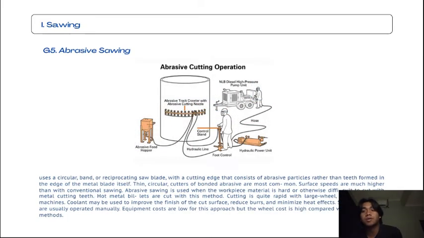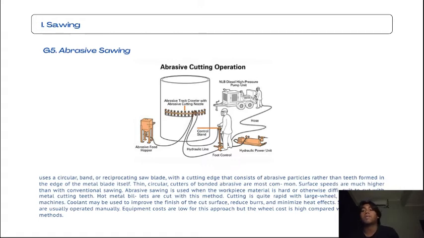So we're going to the fifth subtopic from sawing, which is abrasive sawing, and uses a circular, band, or reciprocating saw blade with a cutting edge that consists of abrasive particles rather than teeth formed in the edge of the metal blade itself. Thin circular cutters of bonded abrasive are most common, so surface speeds are much higher than with conventional sawing. Abrasive sawing is used when the workpiece material is hard or otherwise difficult to cut with metal cutting teeth. So hot metal billets are cut with this method.